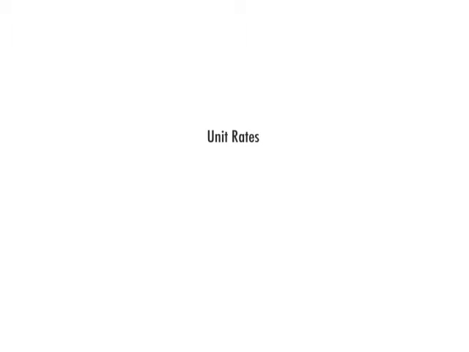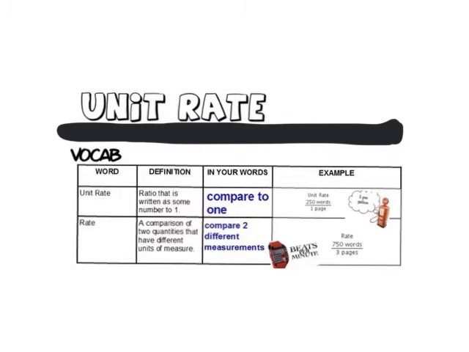All right, so let's talk about unit rates. What is a unit rate? Well, a rate is when we're comparing two quantities that have different units of measurement. Like beats and minutes, or beats per minute. Or we have 750 words on 3 pages, so 750 per 3 pages.